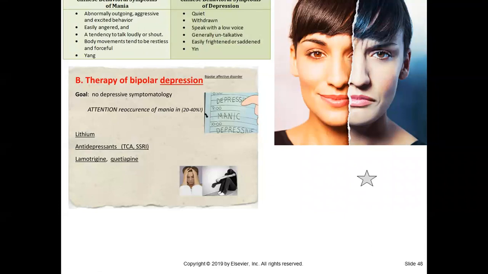I already explained it, but I want to recap a little bit and then go next. So the manic phase involves abnormally outgoing, aggressive, and exciting behavior. Easily angry, with a tendency to talk loudly or shout. Mood switching, restlessness, flight of ideas, grandiosity, impulsiveness, poor judgment, decreased attention span; insomnia is most common. Also, during the manic stage, they like to neglect daily living activities, including eating or drinking. Possible hallucinations or delusions are common in the manic phase.